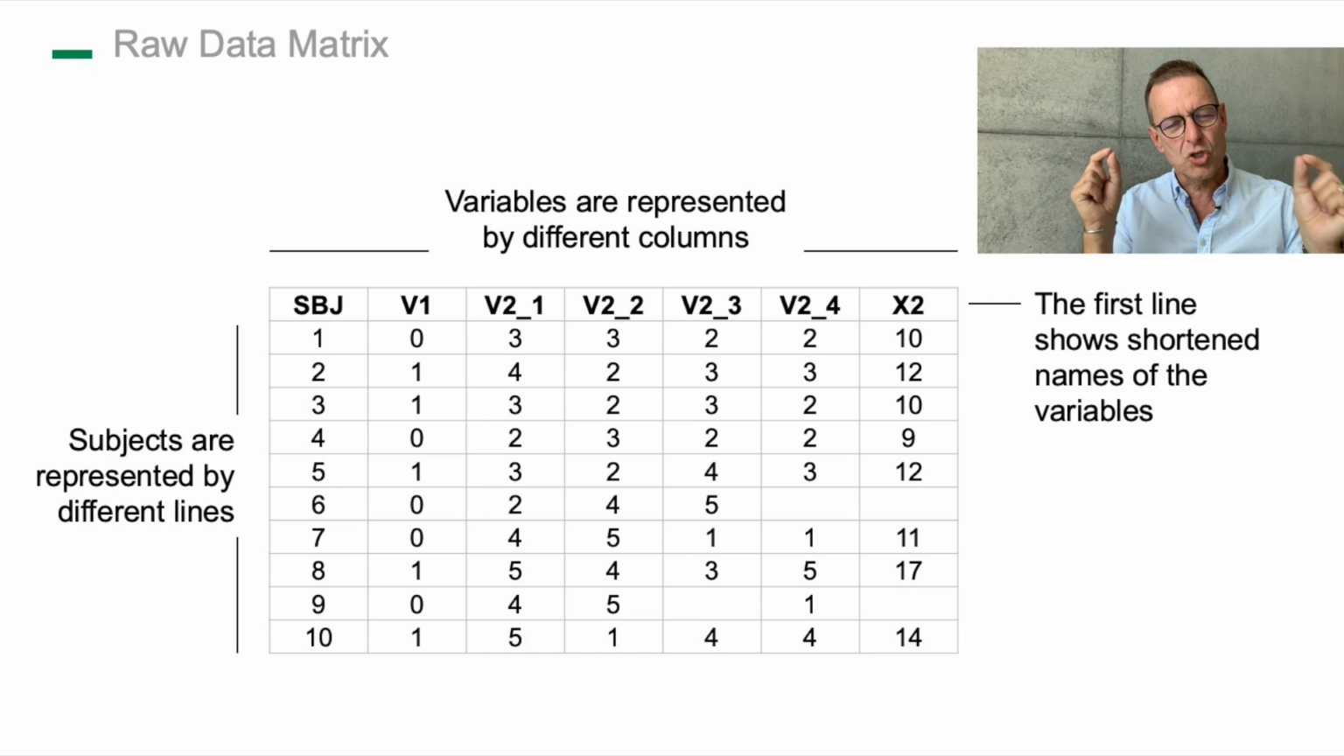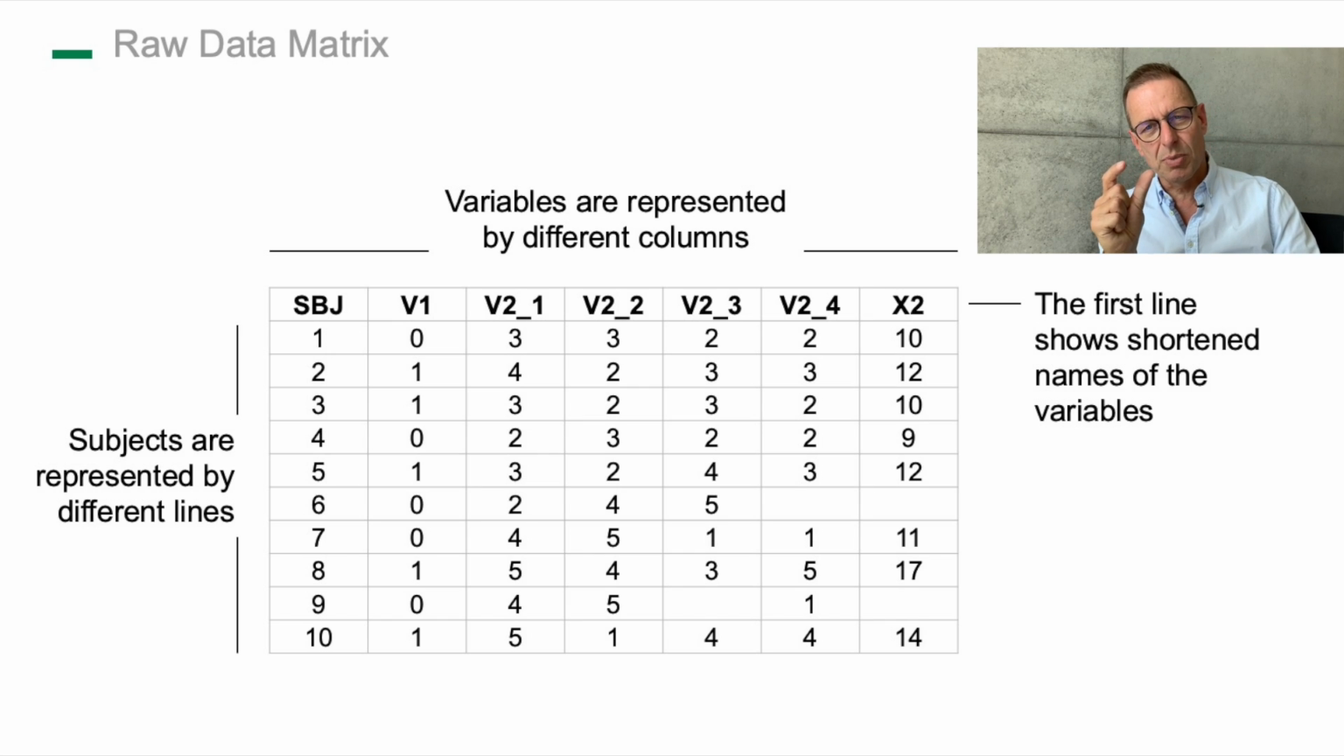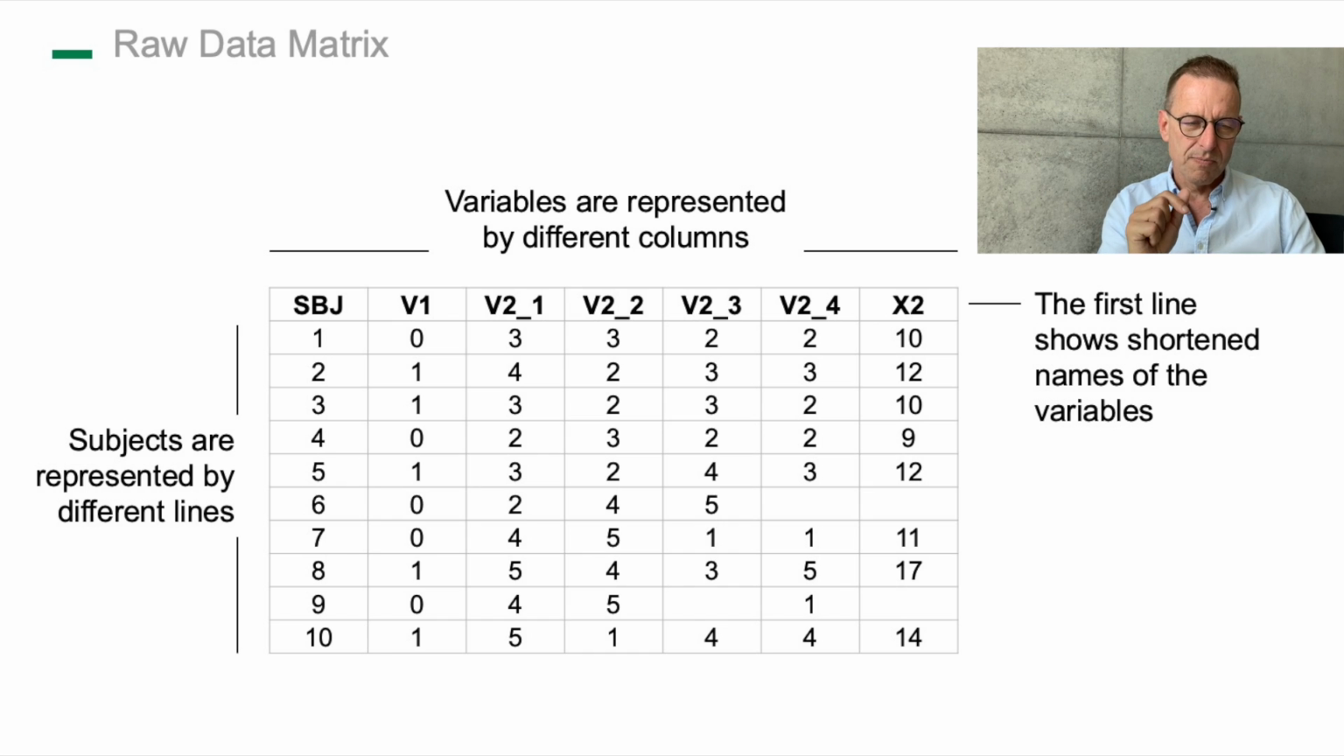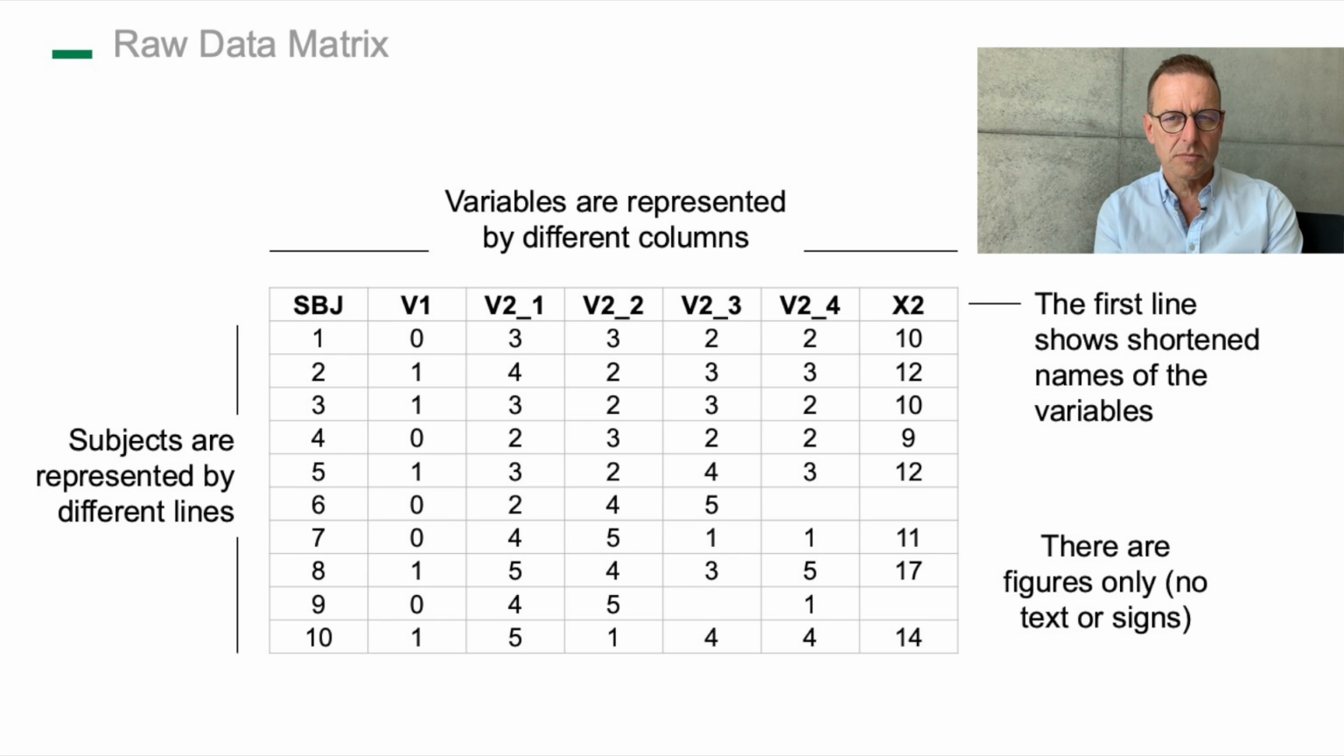And put these names short. You don't put your original question or something like this into this. You just give the variable a short name. In old statistical software packages like SPSS, for instance, these short names were supposed not to be longer than 8 characters. So keep it short, okay? So you see an example of a very, very simple raw data matrix in this picture here.